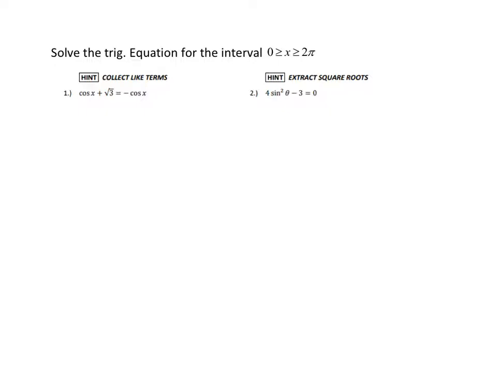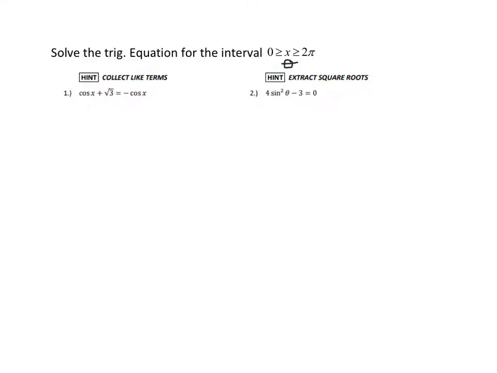In this video, we are going to see how we can solve trigonometric equations, and we are going to solve them in the interval of 0 and 2 pi. The variable here is x. It could also be theta. So let's start with the first one.